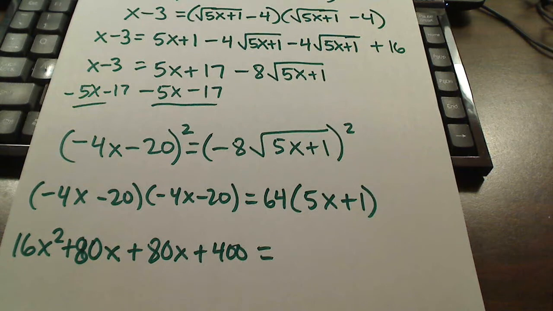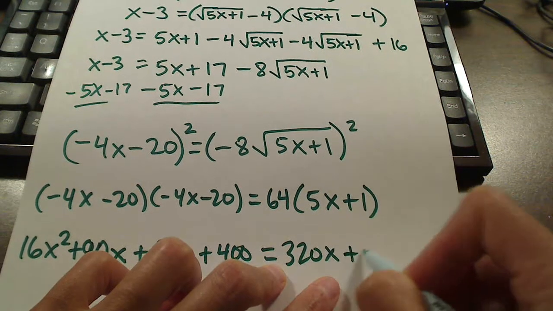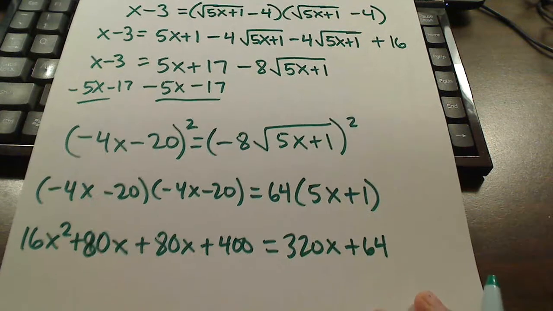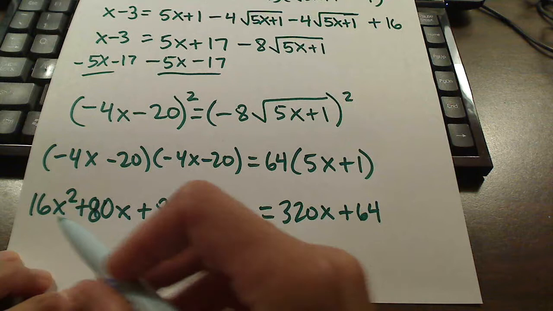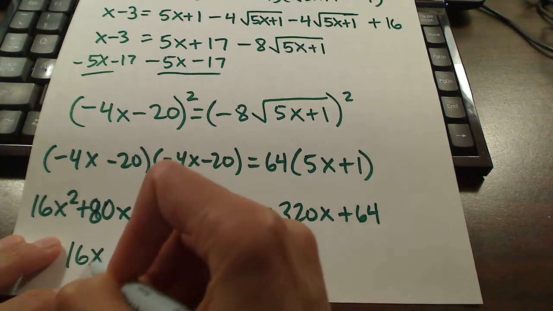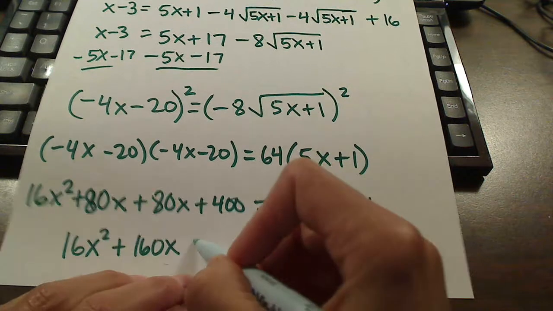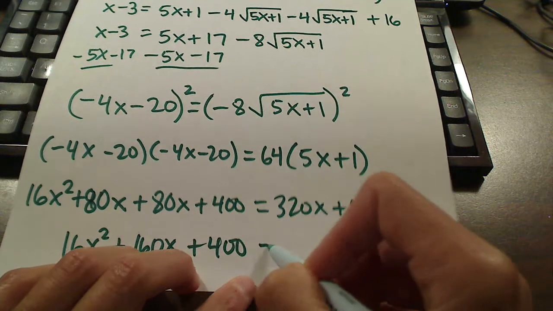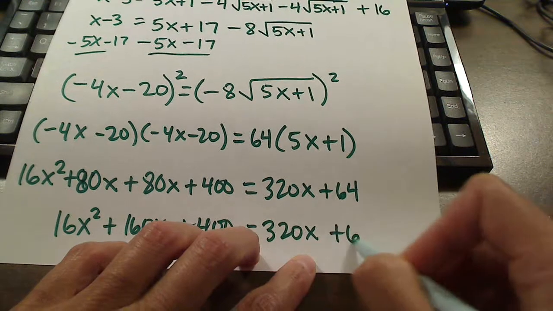I think it's 320, but I'm going to check it. Yeah, so 320x plus 64. Okay, so let's go ahead and collect like terms on this side. We have 16x squared plus 160x plus 400 equal to the 320x plus 64.